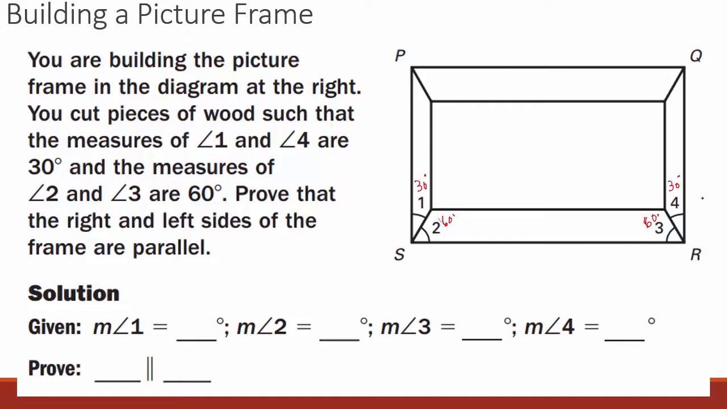So we're given that the measure of angle 1 is 30 degrees, the measure of angle 2 is 60 degrees, the measure of angle 3 is 60 degrees, and the measure of angle 4 is 30 degrees. We are to prove that line segment PS is parallel to line segment QR. So we want to prove that line segment PS, which is this line over here, is parallel to line segment QR, which is this line over here.